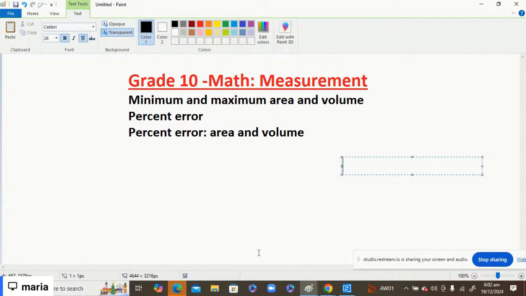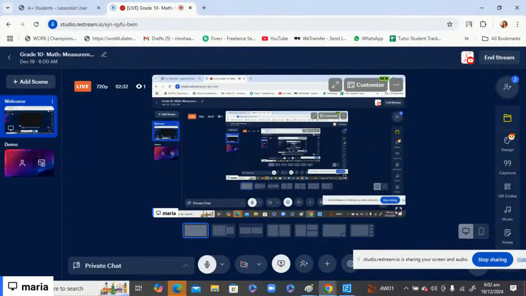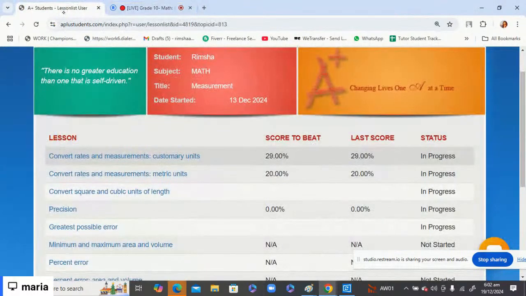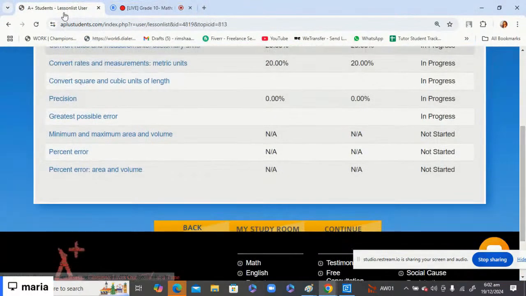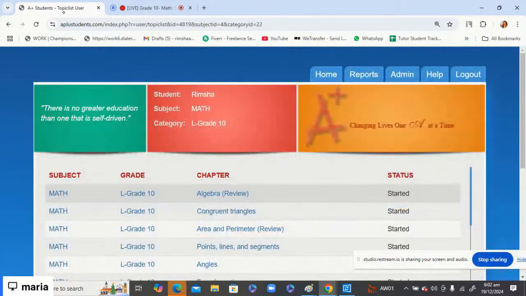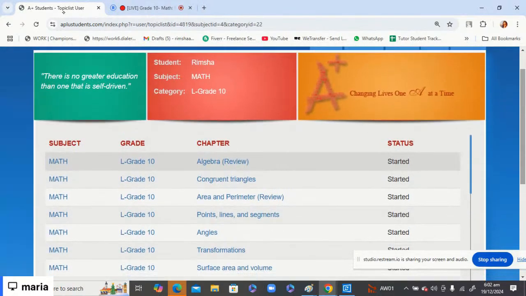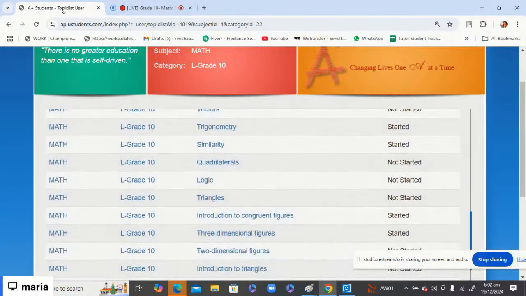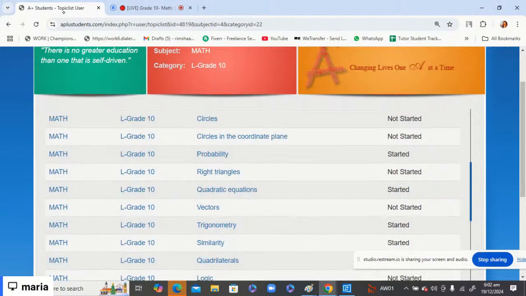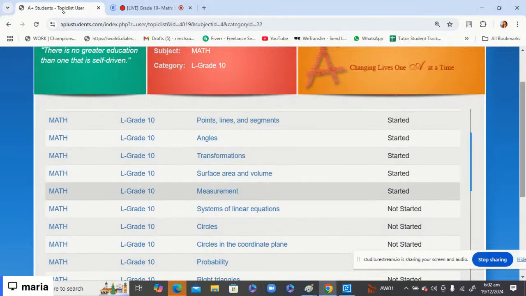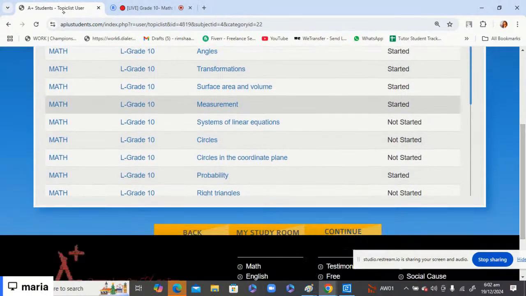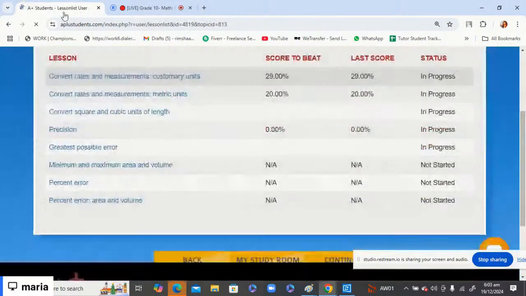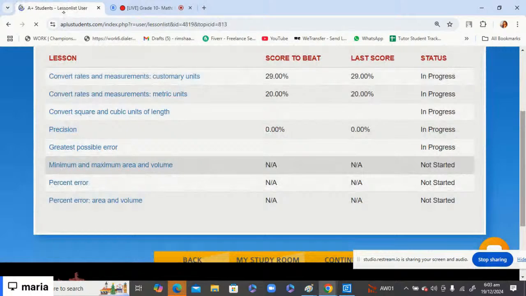You can find all the lessons on aplusstudent.com. You have to log in using the email and the password provided by the administrator. Go to the subject tab, select maths from there, scroll down to grade 10. Here is the list of the chapters. So we are on the chapter measurements. Open that. And the lesson we cover today is minimum and maximum area and volume.